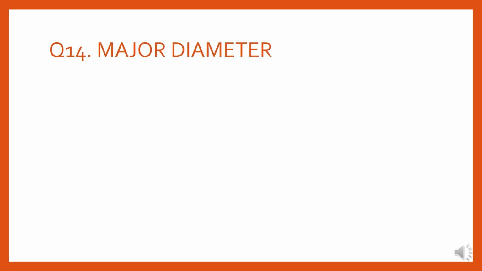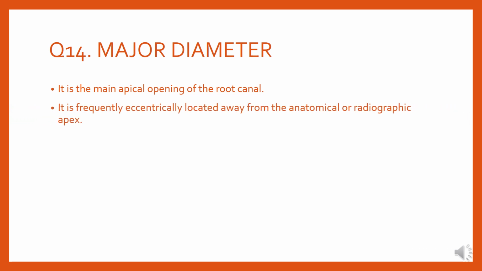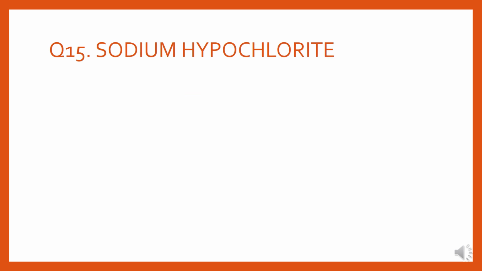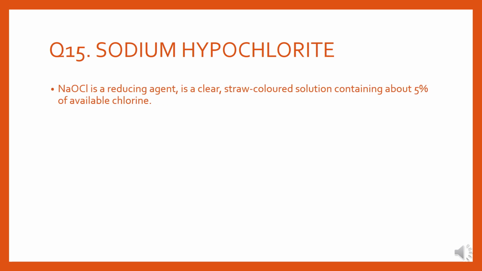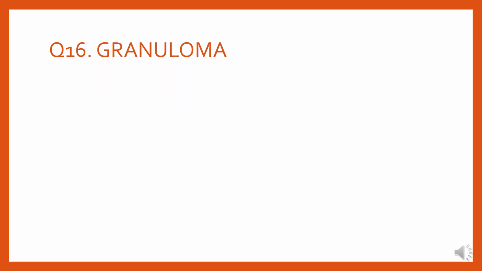14th question is major diameter. It is the main apical opening of the root canal and it is frequently eccentrically located away from the anatomic or radiographic apex. 15th question is sodium hypochlorite. It is a reducing agent, a clear straw-colored solution containing about 5% of available chlorine, and it is the most widely used irrigating solution.